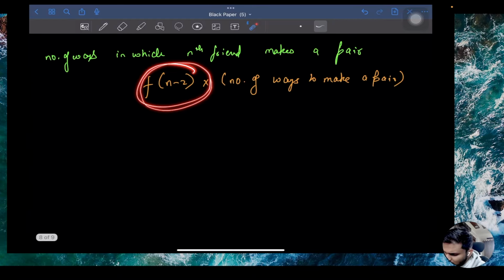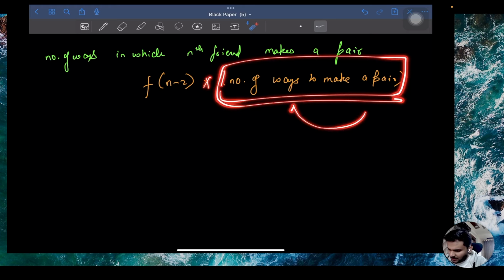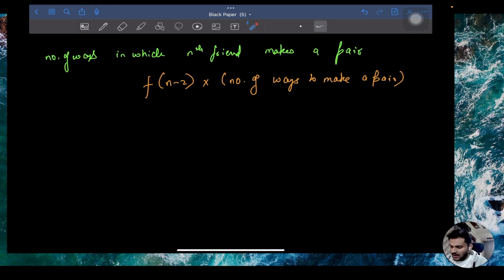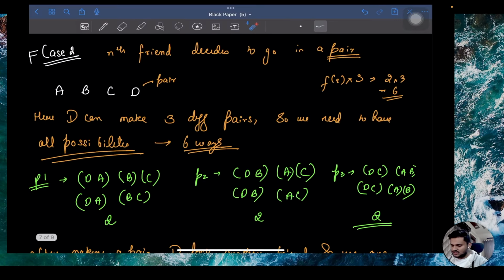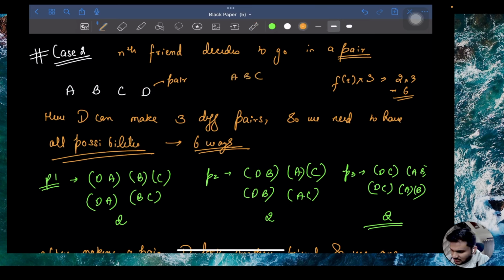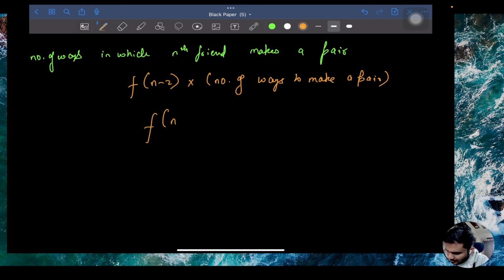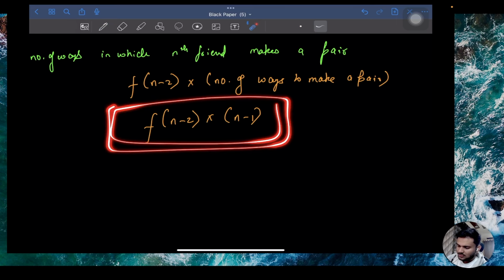So can I say f of n minus 2 represents the number of ways the remaining friends can go to party, because in each way we have already decided for D, the nth friend. And then this choice is going to be multiplied by the number of ways to make a pair, because with every pair you have n minus 2 friends remaining, right? And how many ways are there to make a pair? Let's see how many choices the nth friend gets. So here D gets 3 choices. If there were 3 elements, C gets 2 choices. That C can make a pair with either B or A. So can I say that the total number of ways in which the nth friend can make a pair is equal to n minus 1? So this is the contribution when the nth friend makes a pair.